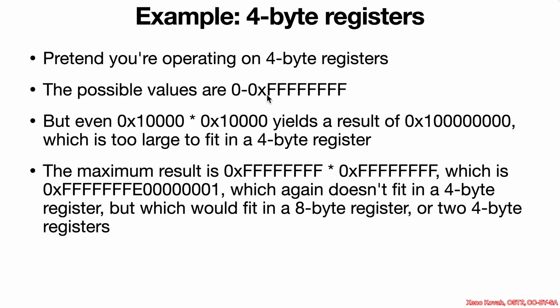Same thing with 4 bytes and 8 bytes and everything else. I'm just using 4 bytes here because it's a little smaller. 10,000 times 10,000 yields 1 and 8 zeros, but those 8 zeros are like the least significant 4 bytes, and the 1 is now overflowed into an upper 4 bytes that would be necessary to store this result. And so the same thing, all Fs times all Fs would give us FFFFFFFE 00000001, which obviously doesn't fit in a 4-byte register. You would need either one 8-byte register, or you would have to store the upper 4 bytes and the lower 4 bytes.